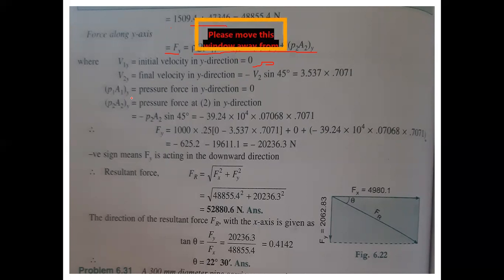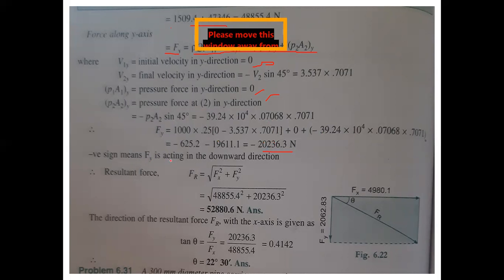Therefore P1 A1 in y direction, the pressure force at section 1 in y direction is 0. The pressure force at section 2 in y direction is minus P2 A2 sin 45. So earlier we had P1 A1 cos 45, and here P2 A2 sin 45. Therefore substituting P2 value and A2 value and sin 45, we are getting f of y is equals to 1000 into 0.25. So substituting the values, finally you are getting minus 2236.3 Newton, that is f of y.